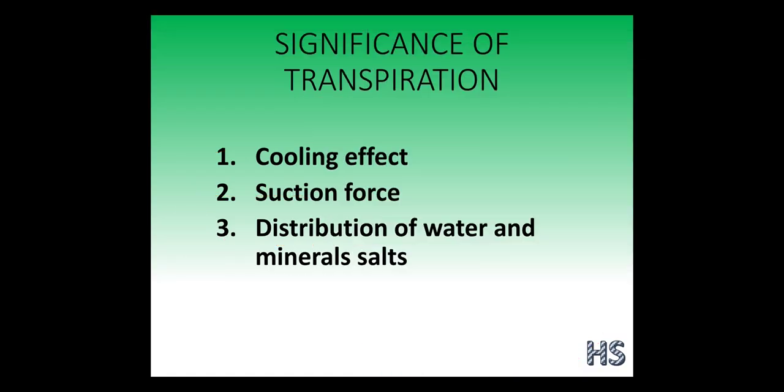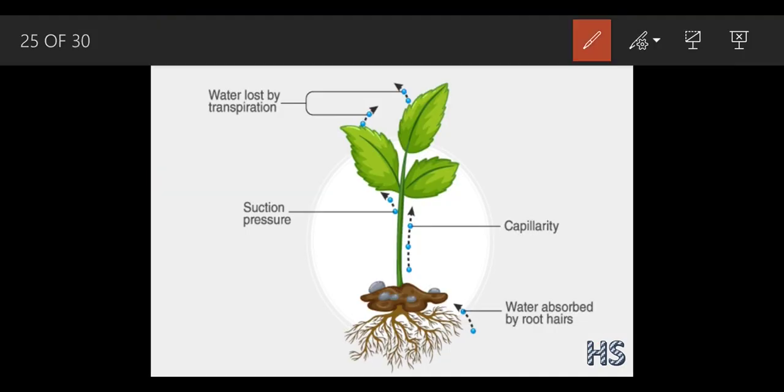Now suction force. See, we can see up here water absorbed by the root hair. This is the capillarity. Capillarity means the water which the xylem vessel is going to carry, and the water is lost by transpiration, as we can see here in the blue arrow, and this capillarity helps the water to take in, okay, through adhesion and cohesion, which we have discussed.